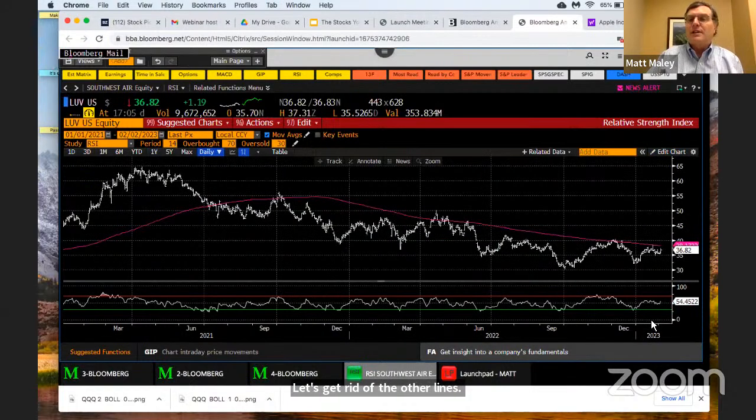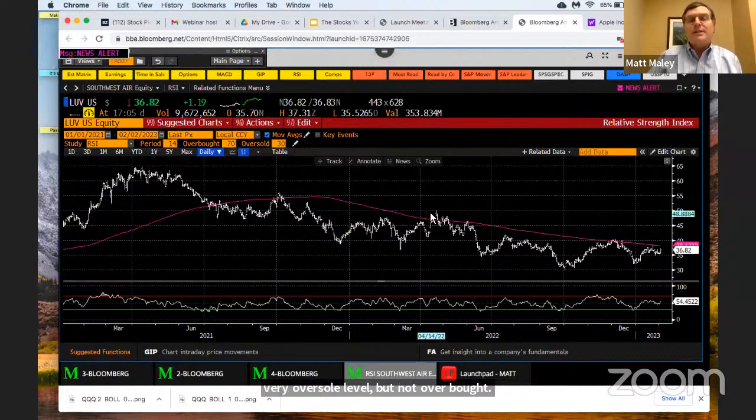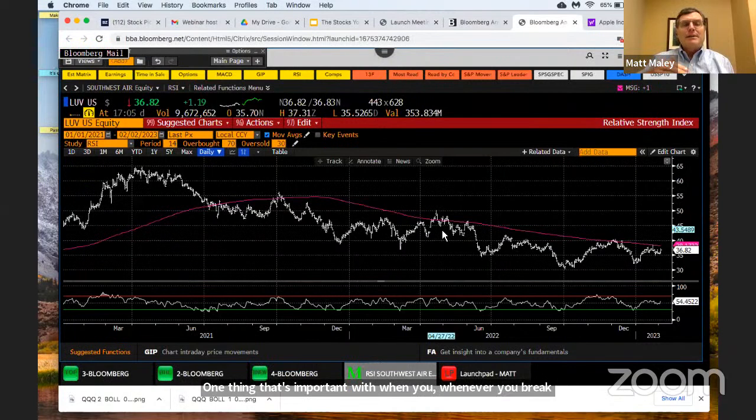Okay, first of all, let's look at the RSI coming off a very oversold level, but not overbought. So that's good, right? See how the 200-day, that's one thing that's always important whenever you break either a support or resistance. If you break it by a little bit, that's enough. I mean, that can sometimes be head fakes. If it's just a few pennies or even a dollar, it's up 1%. You want to see it 2 or 3% before it really shows.